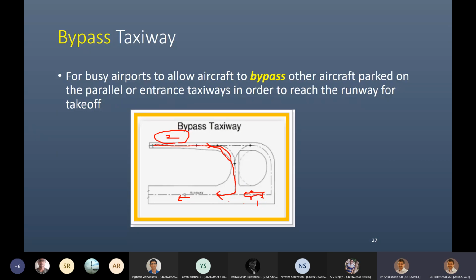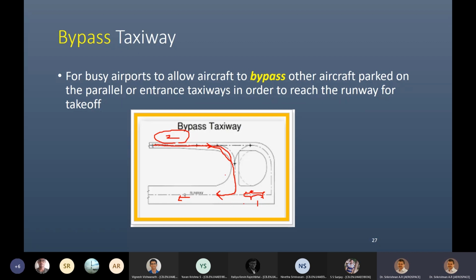and then get onto the taxi. So typically when you have too many flights to take off and land, such situations are common where an aircraft will require to bypass other aircraft which are standing in front of it in the main taxiway. So the connecting route which can bypass the main taxiway is referred to as the bypass taxiway.